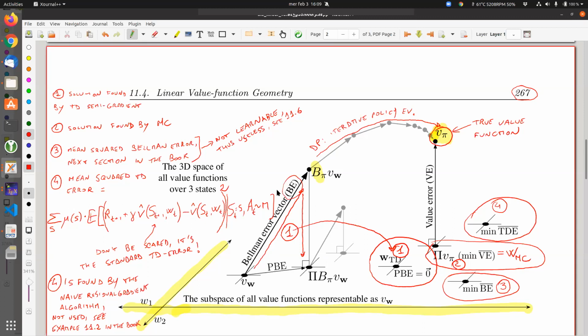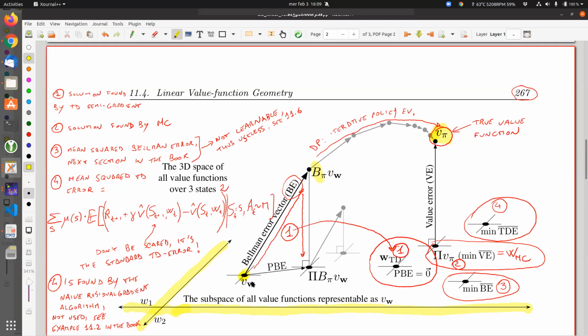Okay, so what is this picture meaning? Remember how the algorithm works. You start from a certain choice of parameters. So you start from a point here.